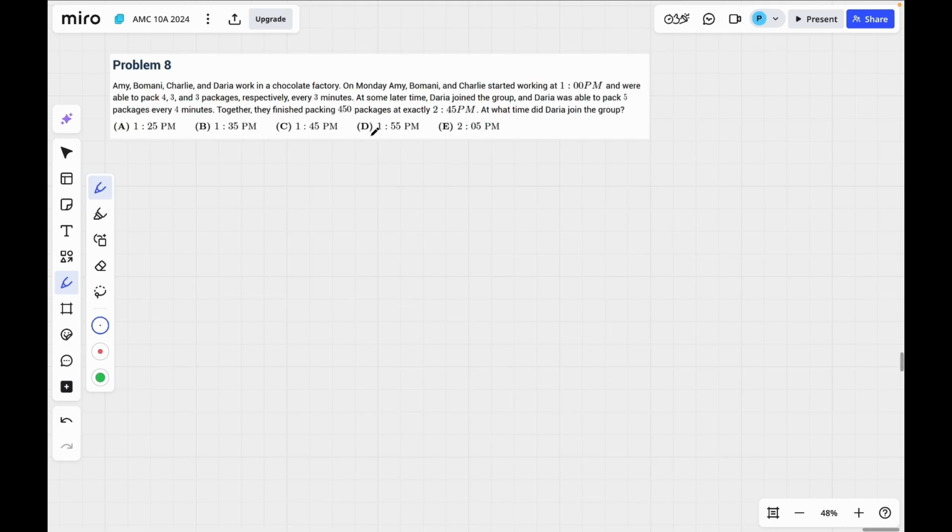Problem 8. Amy, Bomani, Charlie, and Daria work in a chocolate factory. On Monday, Amy, Bomani, and Charlie started working at 1 p.m. and were able to pack 4, 3, and 3 packages respectively every 3 minutes. At some later time, Daria joined the group, and Daria was able to pack 5 packages every 4 minutes. Together, they finished packing 450 packages at exactly 2:45 p.m. At what time did Daria join the group?